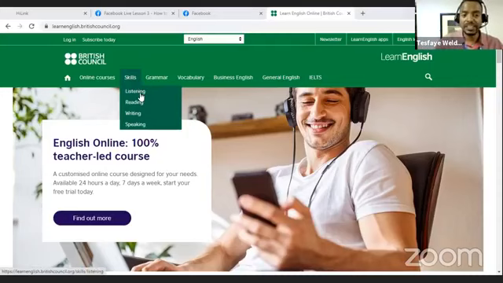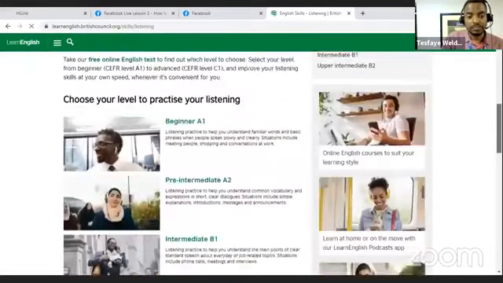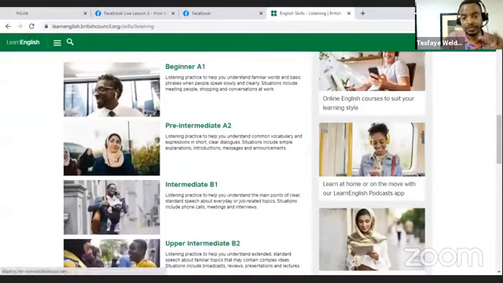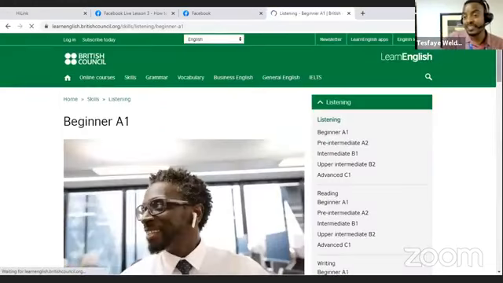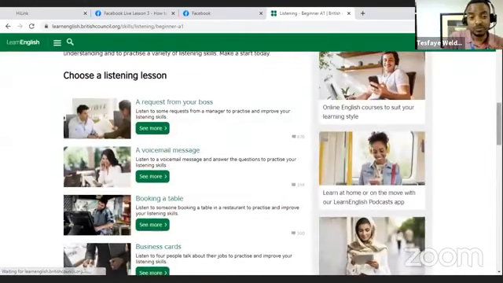If you just click listening, you'll have, for different levels, beginner, pre-intermediate, for all of them. And you have some notes and exercises to practice with. You just choose and practice. They're all for free, and that's really good, I guess. So I suggest you use them.